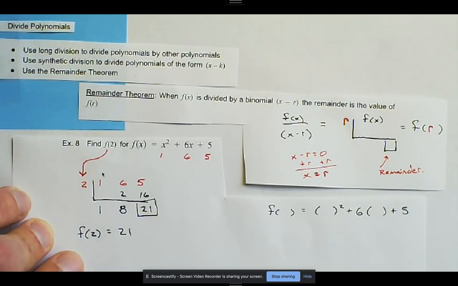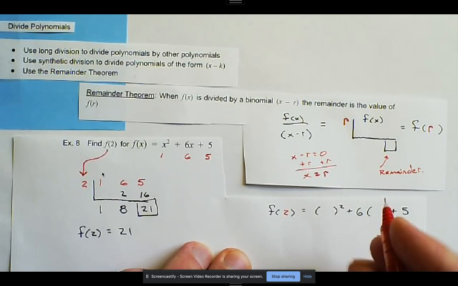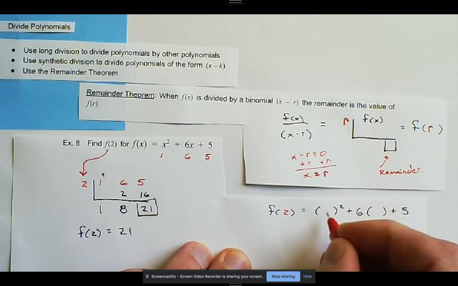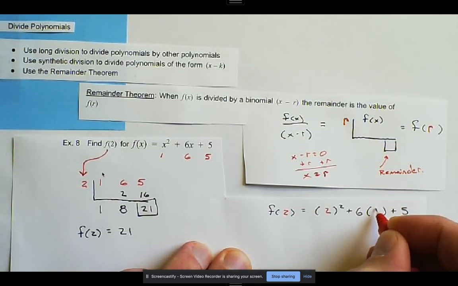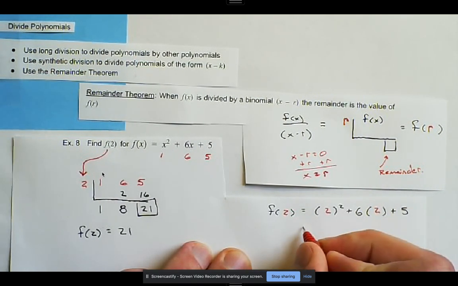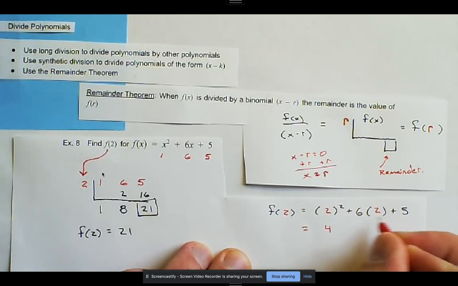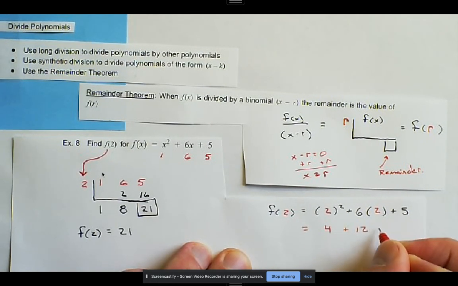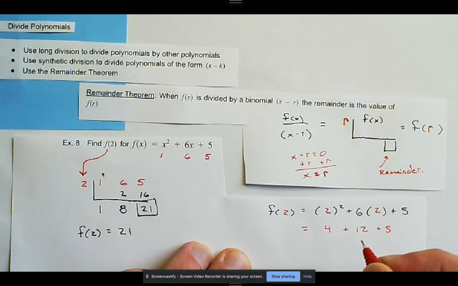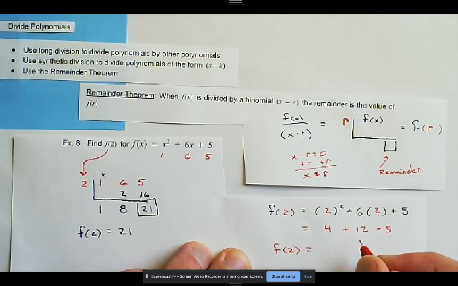And we can do a quick check here. So we have the function, and we're going to evaluate that function at 2. So we substitute 2 in for all the x's. So 2 squared plus 6 times 2 plus 5. And we get 2 squared is 4. 2 times 6 is 12 plus 5. And then we get the function evaluated at 2 is equal to 4 plus 12 plus 5, which is 21.